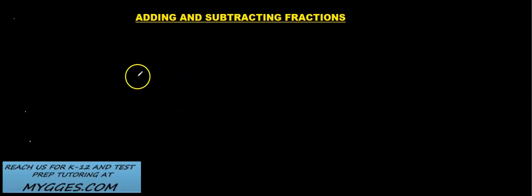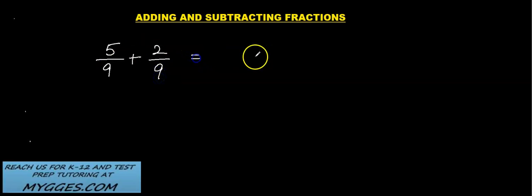Say for example, we have the fractions 5/9 and 2/9. Now since our denominators are the same, we take the denominator and add the numerators. So that gives us 7/9.